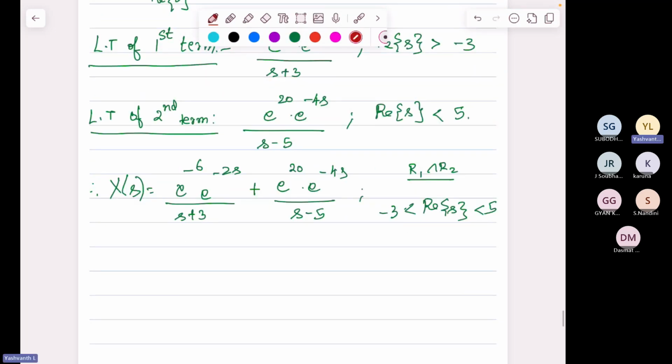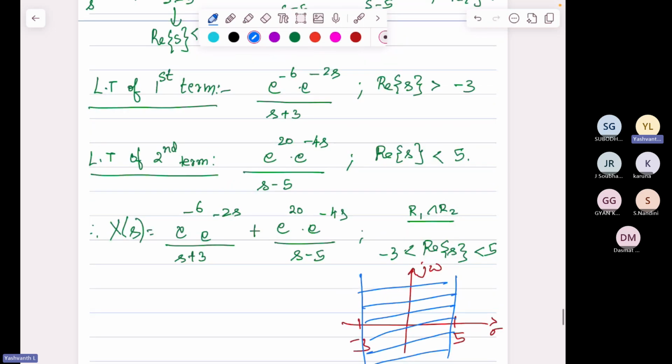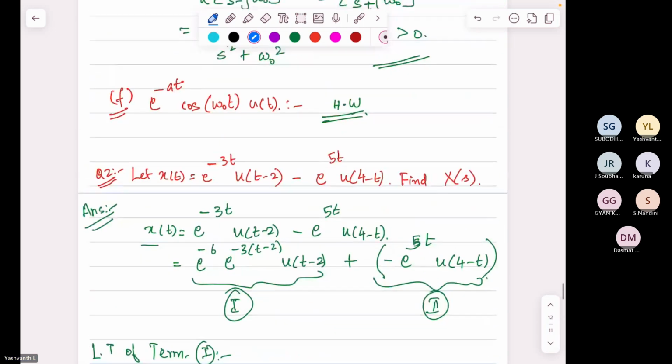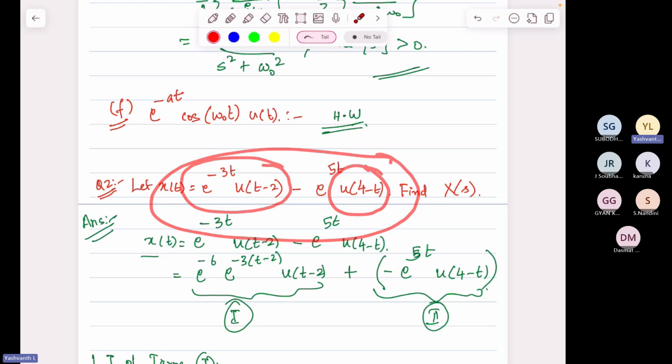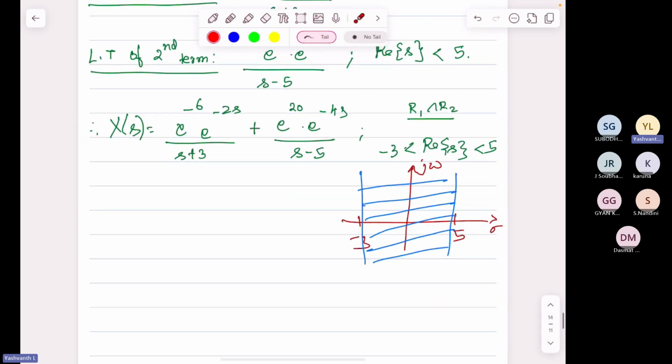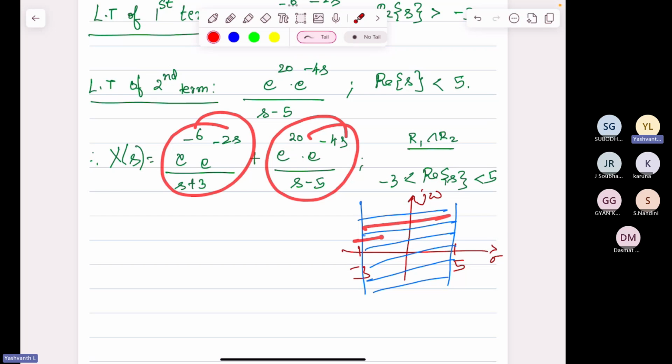How will the ROC look like? This is your j omega axis and this is your sigma axis. You mark 5 and you mark 3, and then basically everything in between. This is the ROC of the curve. Now go back and look at the time domain signal. u of t minus 2 is a right-sided signal. u of 4 minus t is a left-sided signal. So the entire signal is a two-sided signal. That is why your ROC turned out to be a finite strip in the complete S domain. So the Laplace transform is this plus this, with ROC given by real part of s between minus 3 and 5.